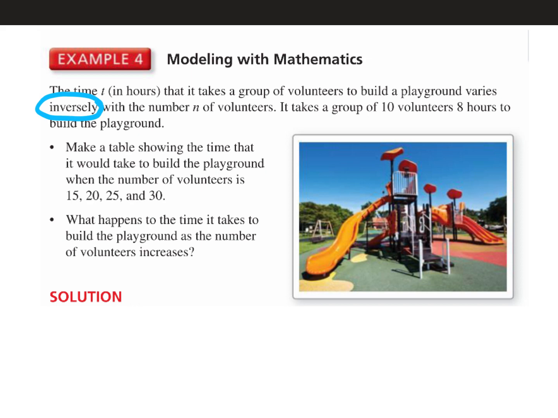Inversely with the number n of volunteers. It takes a group of 10 volunteers 8 hours to build the playground. So you have to make a table showing the time that it would take to build the playground. The number of volunteers is 15, 20, 25, and 30.